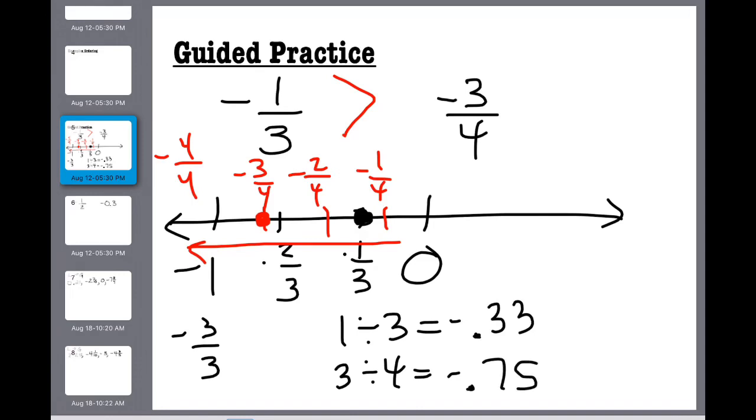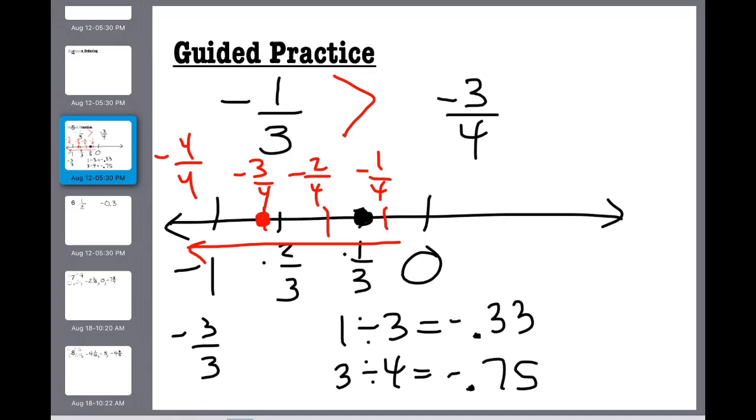So would you rather owe 33 cents or 75 cents? Again, 75 cents is more, but if you owe it, it's a smaller number, because the more you owe, the worse off you are. So you want to owe less money when you're in the negatives. Remember, negatives are opposite. So even though it appears that 75 hundredths is larger, when we're talking about negatives, 75 hundredths is actually smaller.